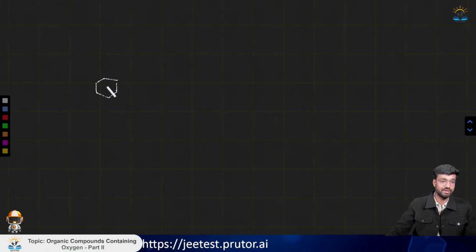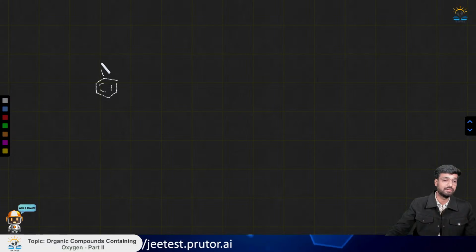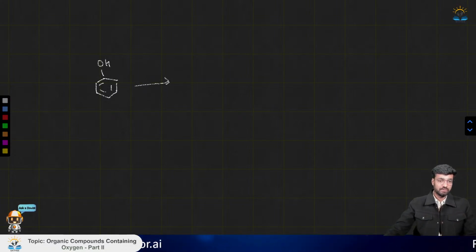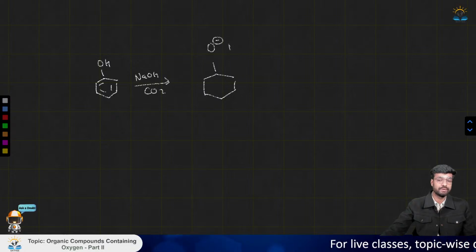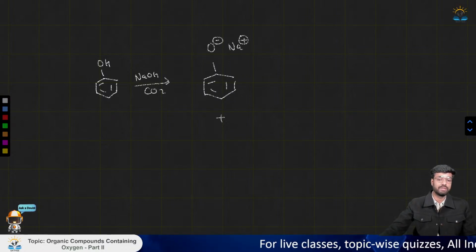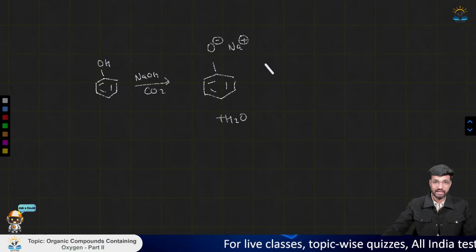So this is Kolbe electrolysis. This is an important reaction. In the first step, this NaOH will react in the presence of CO2 to form this O minus Na plus, plus H2O and this CO2.